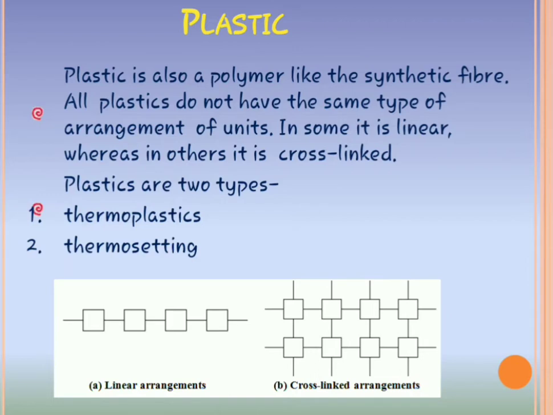So, plastic is also a polymer, like the synthetic fiber. All plastics do not have the same type of arrangement of units. In some, it is linear, whereas in some, it is cross-linked. We learned that monomer forms polymer. So in the picture you can see A1, that is the linear arrangement. That is what we studied, the chain: monomers join and form a polymer.